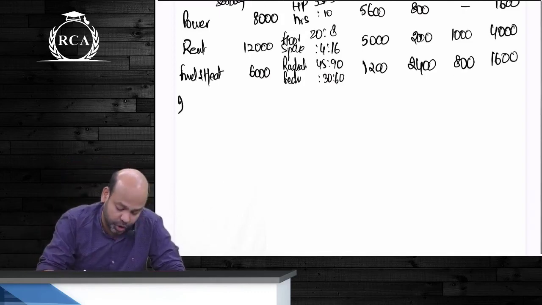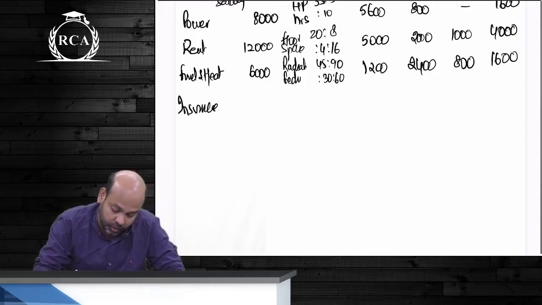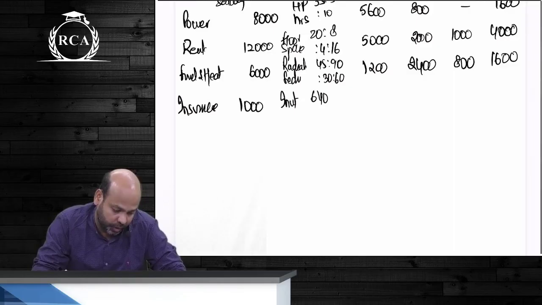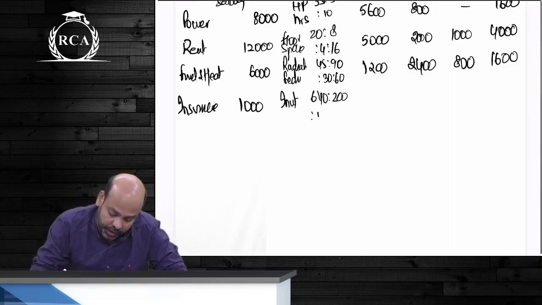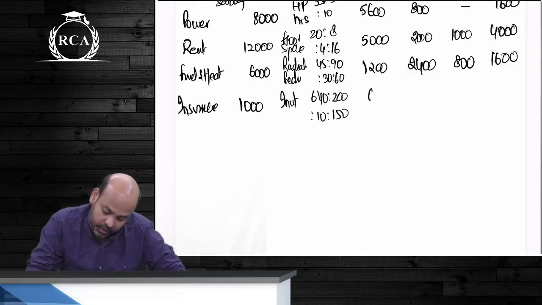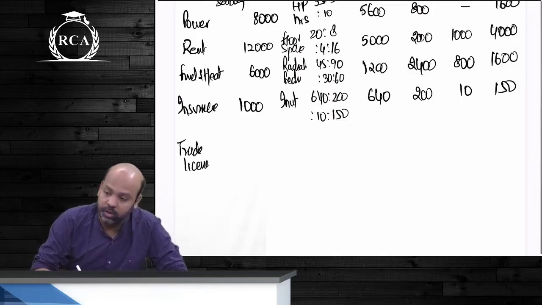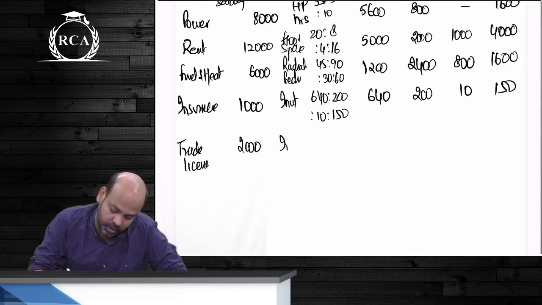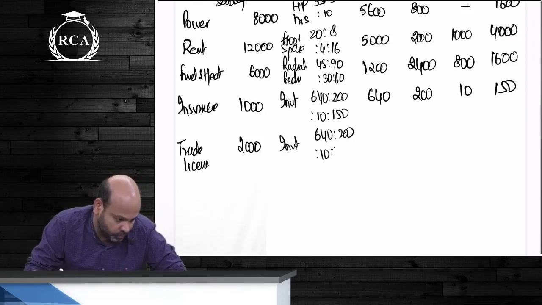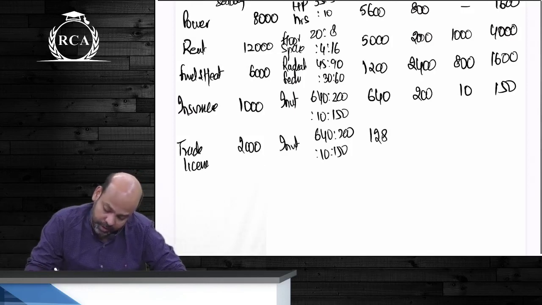Next beta, insurance. Insurance 1,000 rupees. I told you this will be done on the basis of investment, which will be 640 is to 200 is to 10 is to 150 guys. So this will be 640, 200 rupees, 10 rupees and 150 rupees. After insurance beta, trade license fees, double the amount, 2,000 guys, on the basis of investment. Stop talking guys. 1280, 400, 20 and 300.